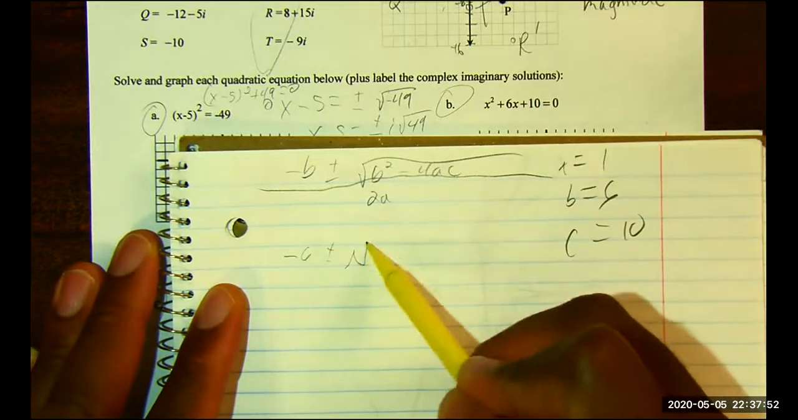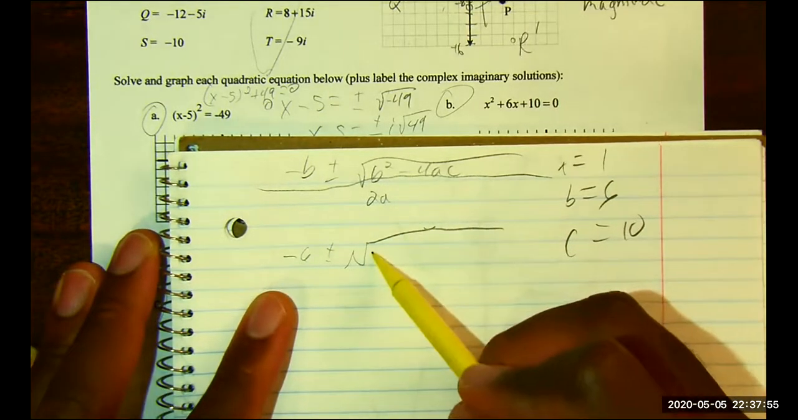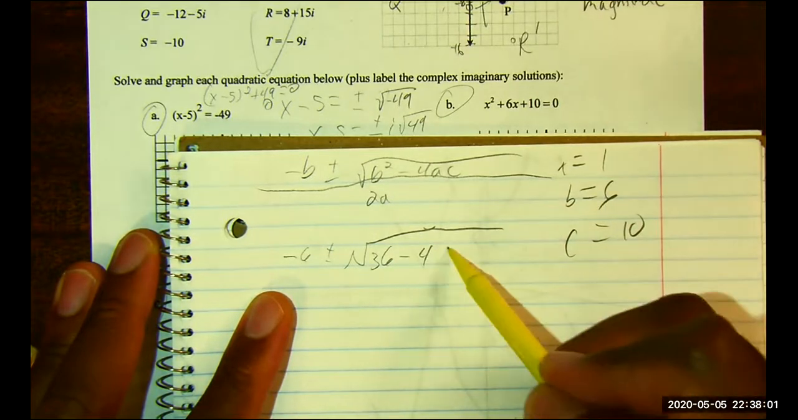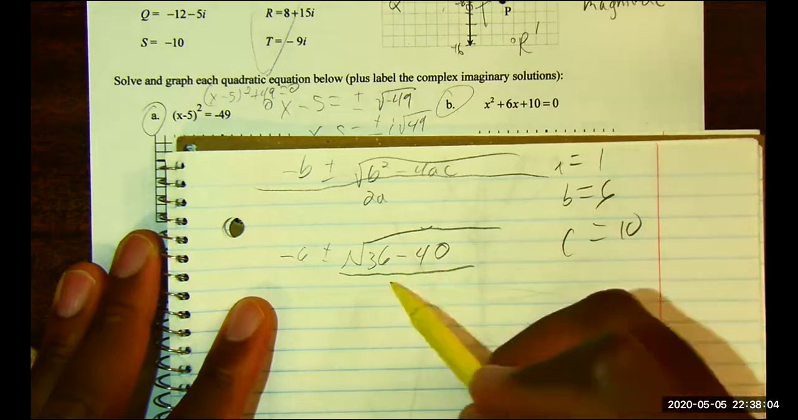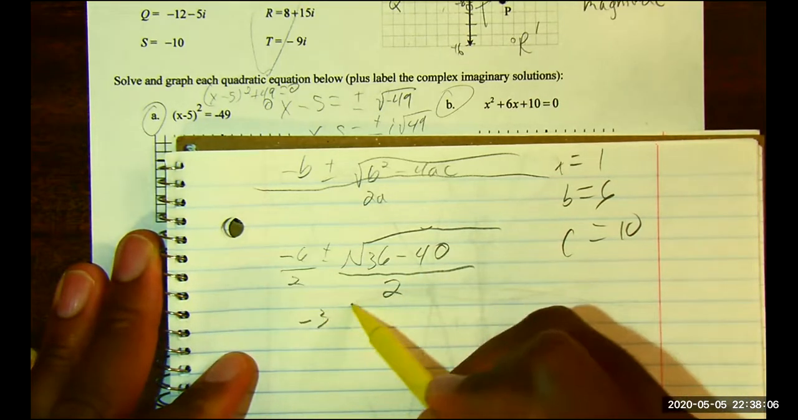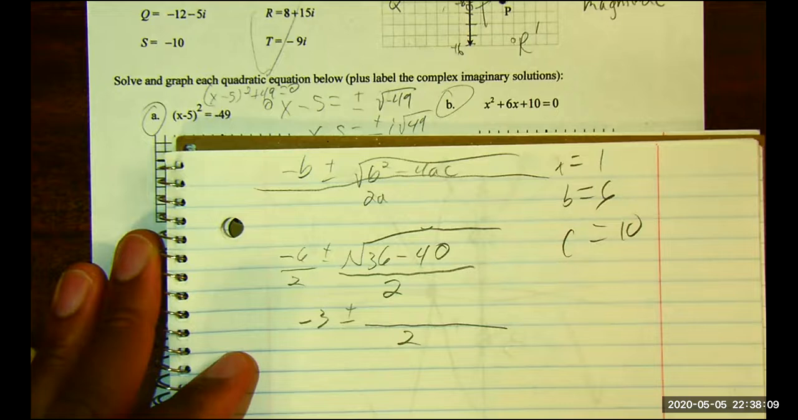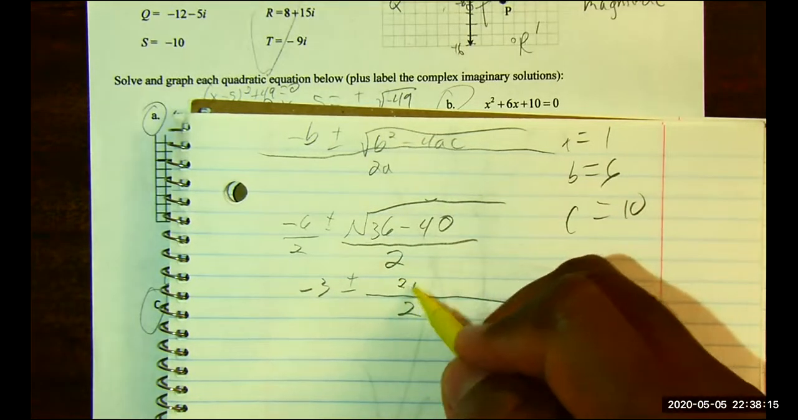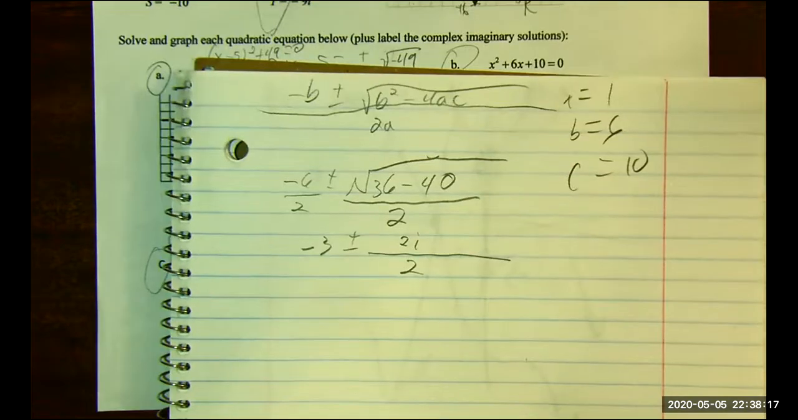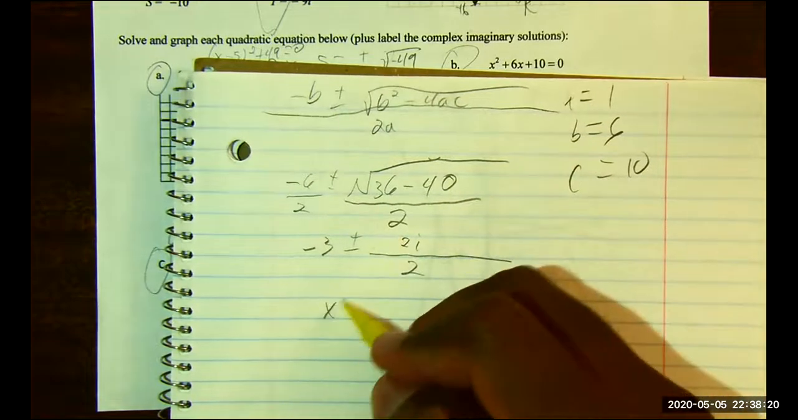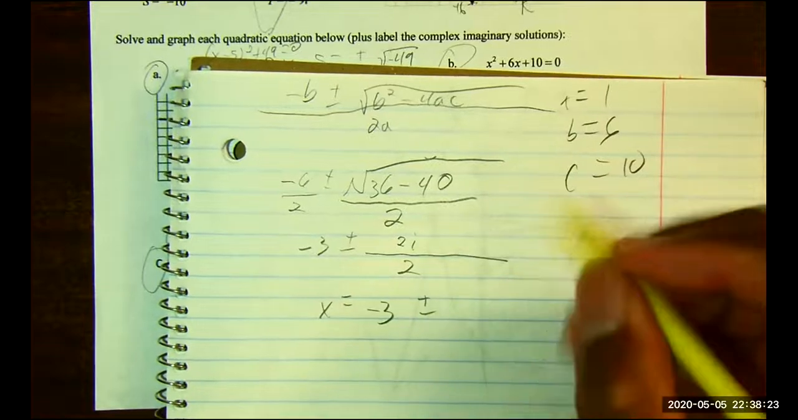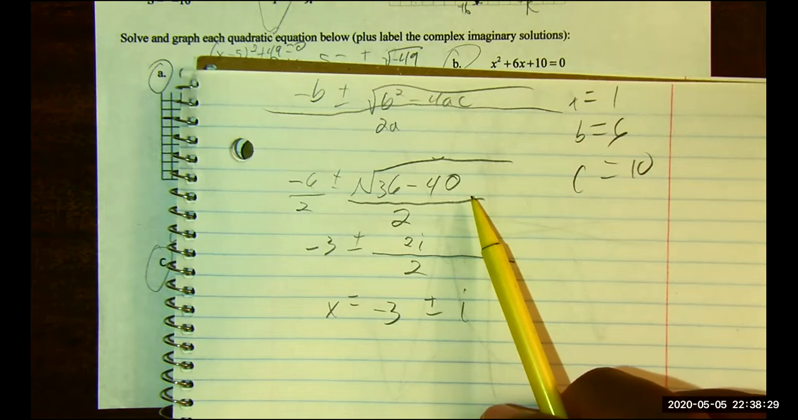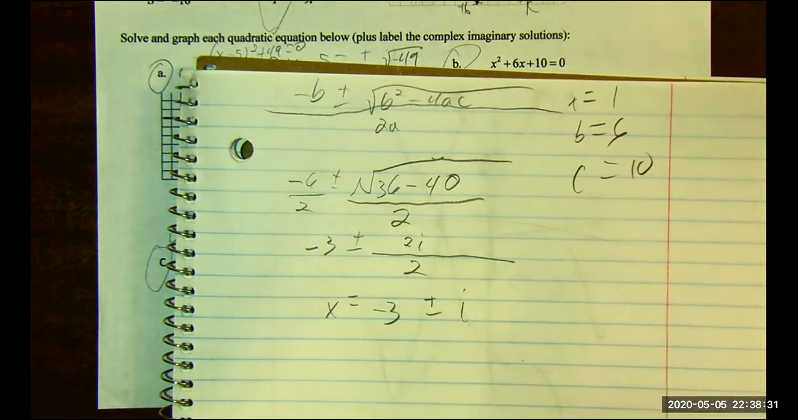-6 plus or minus, that's a weird thing. 36 minus 4, A is 1, C is 10, so let's make that 40. 2 times A, oh, this isn't that bad. So we have -3 plus or minus something divided by 2. 36 minus 40, the square root of -4, so we have 2i, plus or minus 2i. So x equals -3 plus or minus i. Let me triple check. Square root of 4 is 2i. 2 divided by 2. Okay.